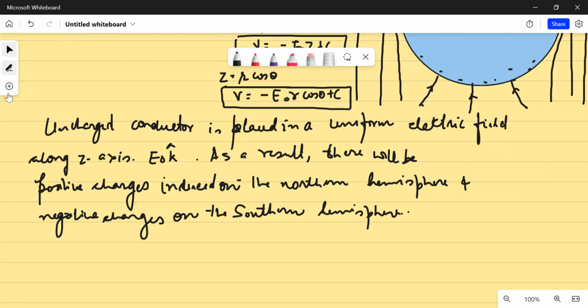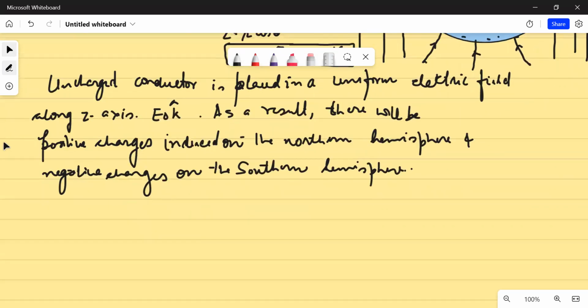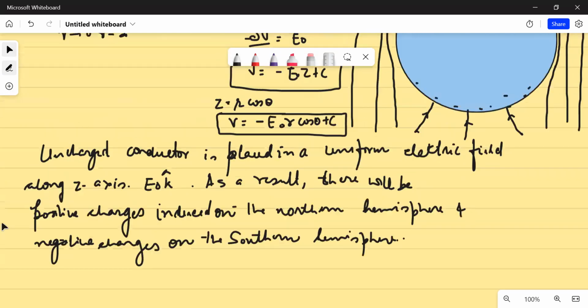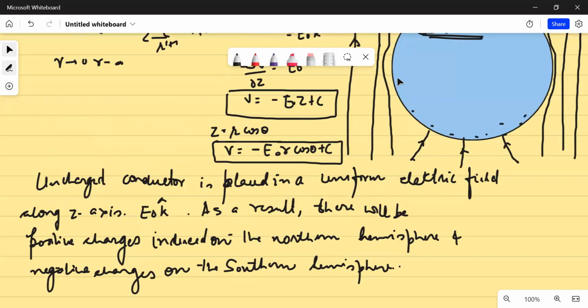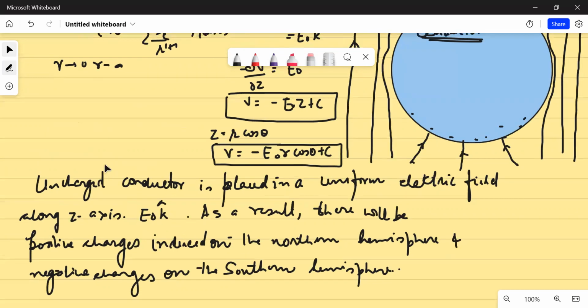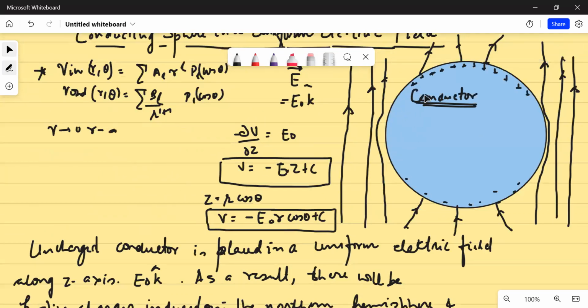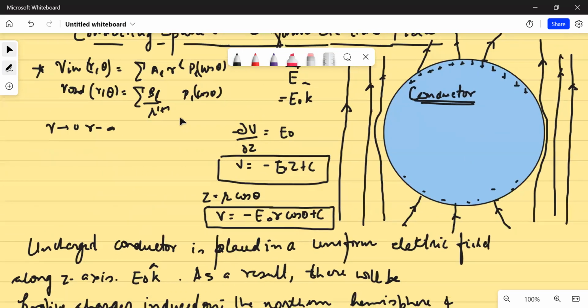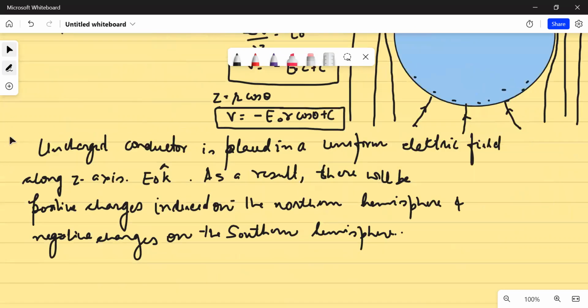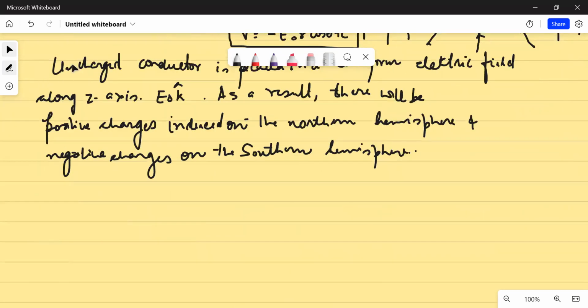So what will happen? Also understand that because of this induced distribution of charges, there will be some distortion of the field as well, which I have shown here. Now there is no longer a uniform electric field. Closer to this, there would be some induced electric field as well. So a distortion can be expected near the conducting surface.